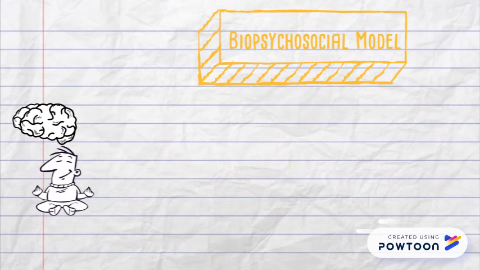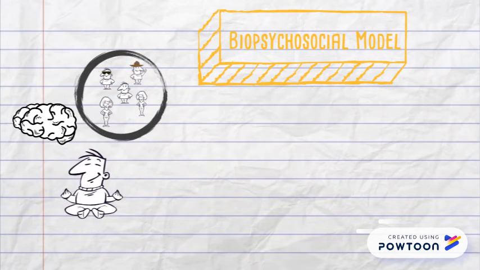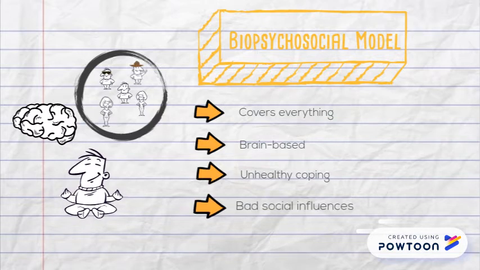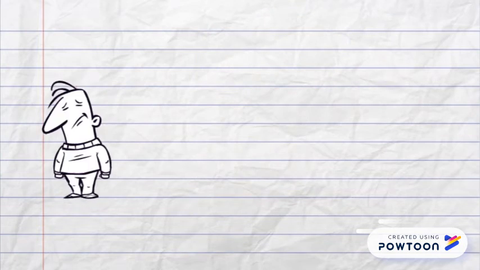And finally, we have the biopsychosocial model. As you may get from its name, the biopsychosocial model is all-encompassing. It looks at addiction as a disease of the brain, the product of lack of healthy coping skills, and the result of an addict's social environment. Let's take one last look at our friend Jim.